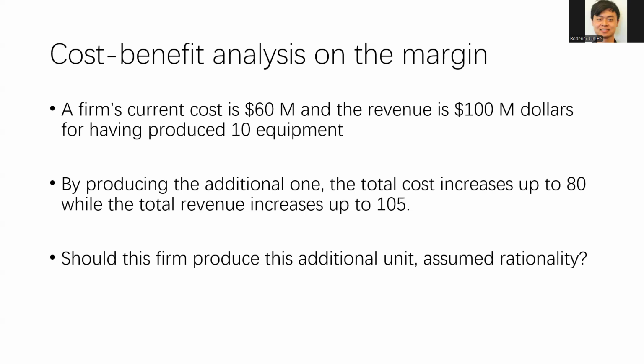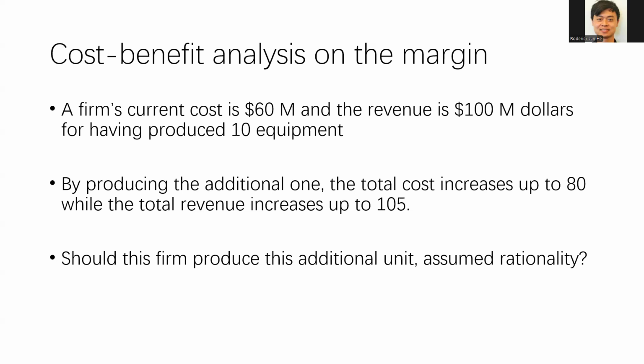A firm's current cost is $60 million and revenue is $100 million for having produced 10 units of equipment. By producing the additional one, the total cost increases up to $80 million, while the total revenue increases up to $105 million. Should this firm produce this additional unit?